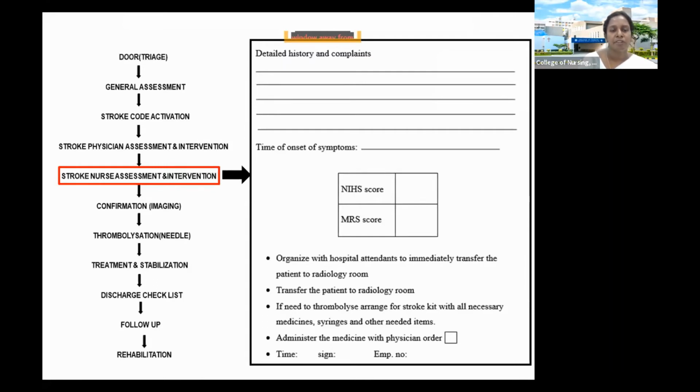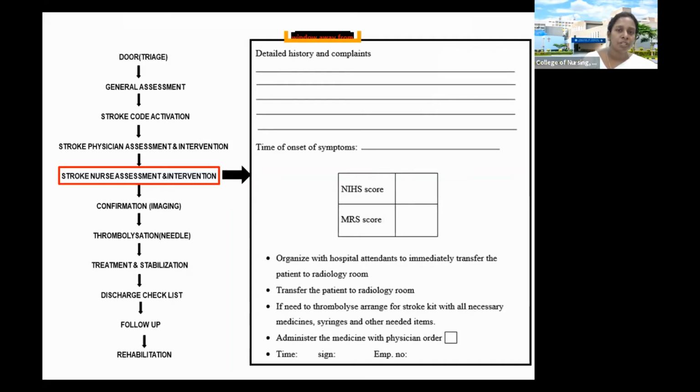And MRS is the modified Rankin scale. That score tells the outcome of a person, how the person's outcome will be after the stroke. So these two are done, and then she also makes sure that hospital attendants are available for transferring to the radiology. Once the initial assessment is done, or once it is resembling a stroke, then the patient definitely has to be taken for a CT evaluation, because we want to rule out whether it's an ischemic stroke or a hemorrhagic stroke.